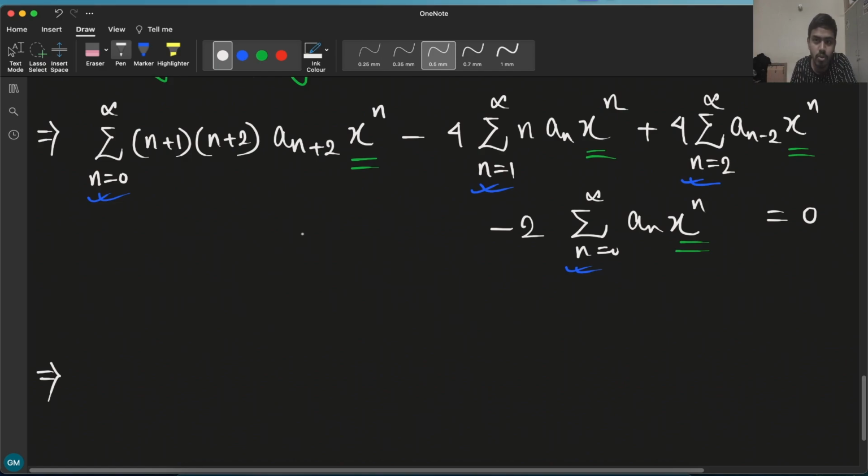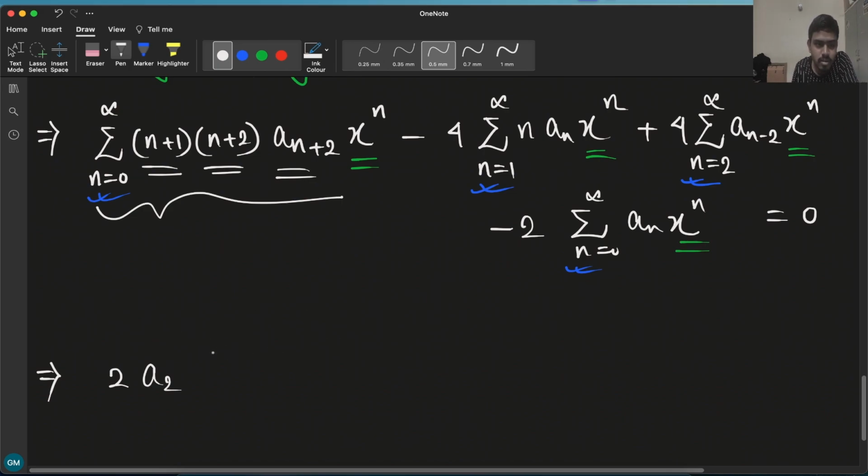And how will we do that? Simple. Let's take this summation term and write the n equals 0 term first. The n equals 0 term is 1 multiplied by 2, that is 2 a2, and x to the power 0 is 1. So the n equals 0 term is 2 a2. Good.